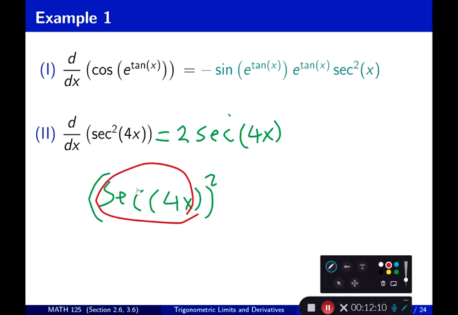And so now the derivative of secant of something is going to be equal to secant of that thing, tangent of that thing. Then the derivative of the 4x, which is the most inner, is going to be 4, times 4. But what was inside? It was 4x.